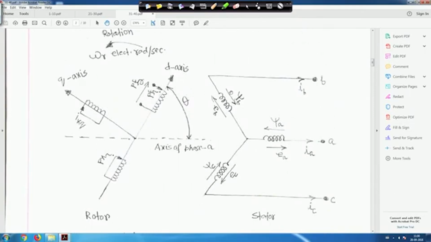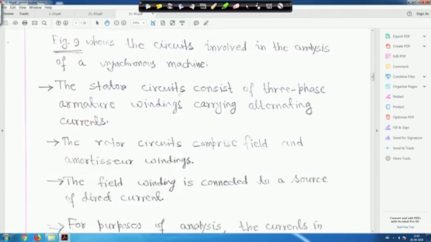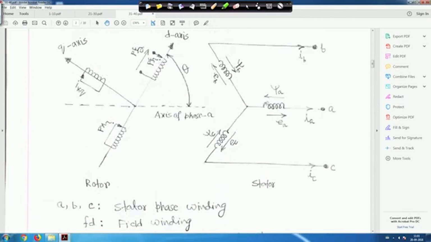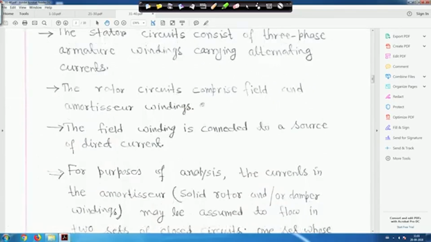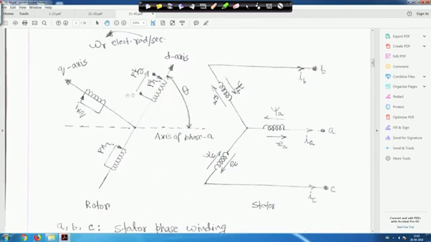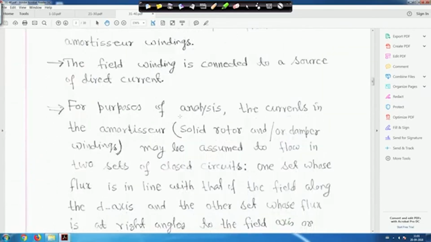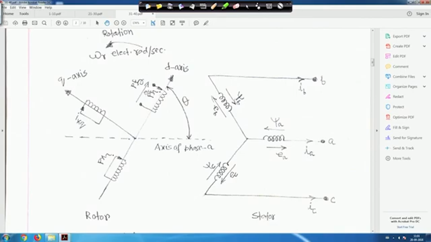After that, slowly we will develop the block diagram representation. The stator circuit consists of 3-phase armature windings carrying alternating current. So this is your stator circuit, carrying alternating currents IA, IB and IC in 3 different phases, right? The rotor circuits comprise field and armature winding. So this is our rotor circuit. It has a field as well as armature winding on the D axis and Q axis, right? And the field winding is connected to a source of direct current. I have told you earlier, the field is given a DC voltage, right?